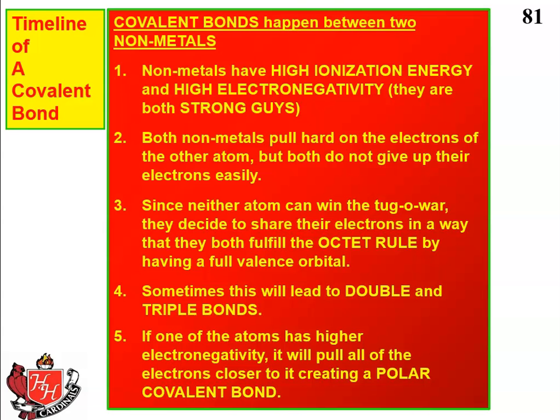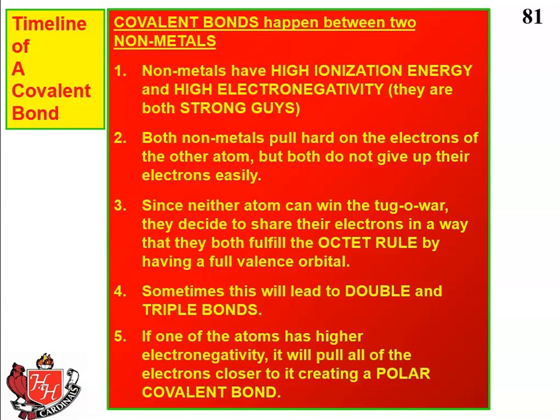Two, both nonmetals pull hard on the electrons of the other atom, but both do not give up their electrons easily. Three, since neither atom can win that tug of war for the electrons, they decide to share their electrons in a way that they both fulfill the octet rule by having a full valence orbital. Number four, sometimes this will lead to double and triple bonds. We're going to learn about that in just a minute.